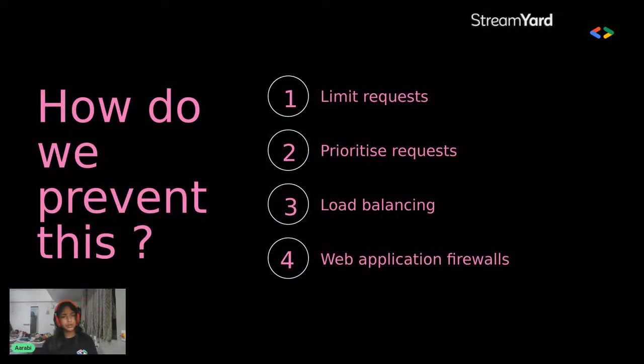The first thing that we can do is limit requests. This basically means setting a reasonable limit on how many requests a user can send from an IP address, or how many requests they can send within a time frame. So if a lot of requests are coming in, we say that we're not allowing this. You're limiting the number of requests. I'll show you how you can do this.